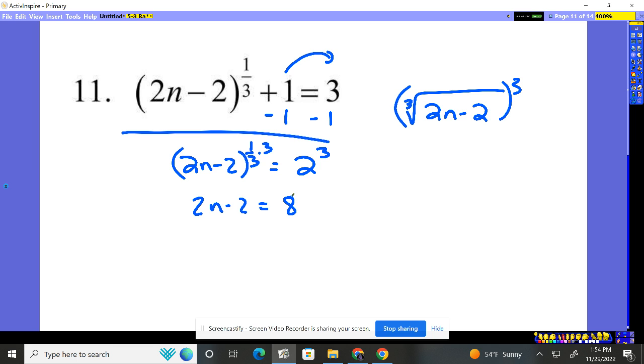2 times 2 times 2 is 8. 2 cubed is 8. I now move my 2 over. Now it's a simple solution. 2n equals 10. Divide by 2, you have your answer of 5.